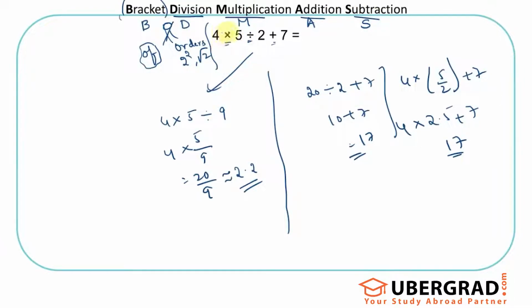Here I don't have anything like a bracket, so I'll ignore it. Then I have a multiplication, division, and addition. I know the first priority goes to division, so I first divide 5 by 2, that's 2.5. This expression becomes 4 into 2.5 plus 7. Then I see a multiplication and an addition. The next priority goes to multiplication. 4 into 2.5 is 10, and then I'm left with 10 plus 7, which gives 17. That's how you use this rule.